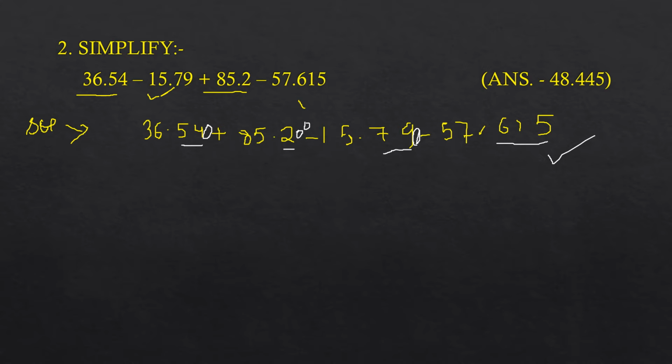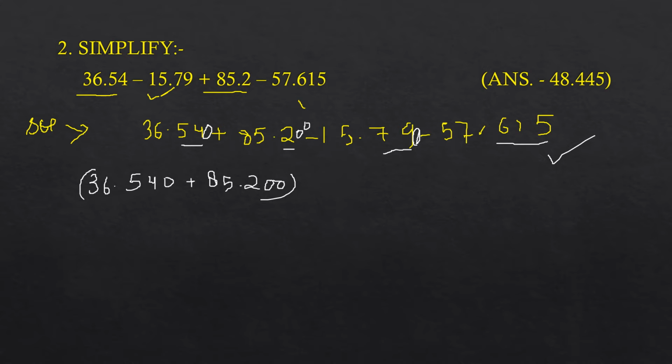How? First we will write it again. 36.540 should be added to 85.200. Let's make a group of these two.